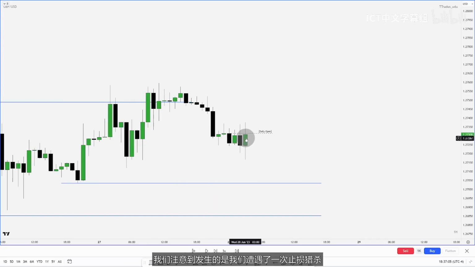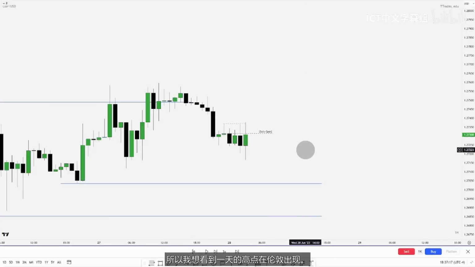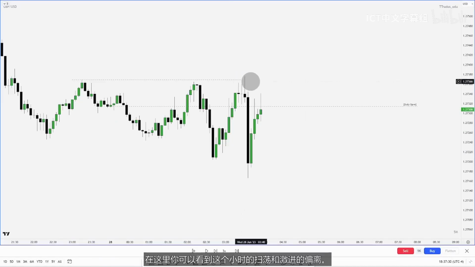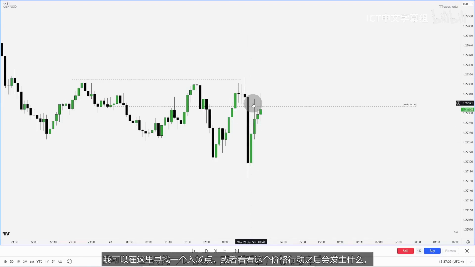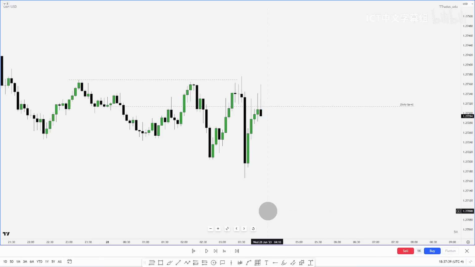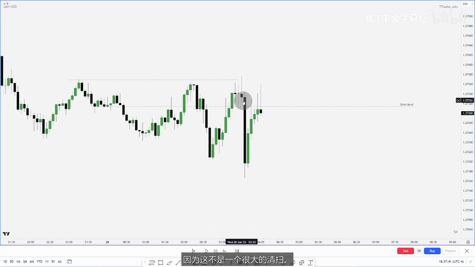So right here, we notice what happens is we get a stop hunt, right, into a fair value gap. So I can go down and look to a lower time frame. If you notice the time this is occurring is London. So I would want to see a high of the day put in London. Here you can see the sweep on the hourly and the aggressive displacement off. So I can either look for an entry here or see what happens after this price action. Because this isn't a very big sweep, so I'd be a little concerned that it wanted to go up again.